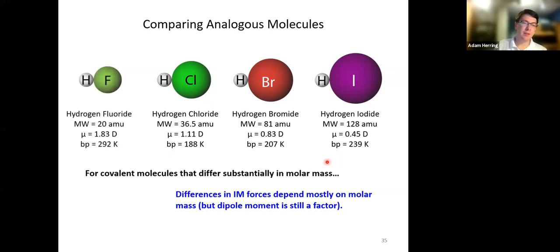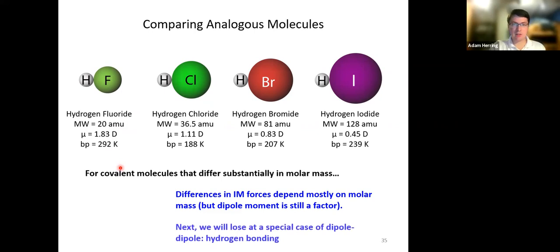And in fact, this brings us to an example, hydrogen fluoride. It is very light relative to the others, but it has a much higher boiling point. And this is because of what we call hydrogen bonding. And we'll explore that in the next video.